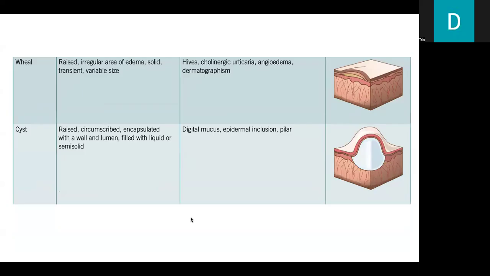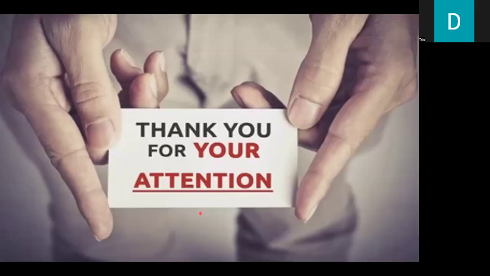Next is wheal. Raised, irregular area of edema, solid, transient, and variable size. The examples will be hives, cholinergic urticaria, angioedema, and dermatographism. Cyst, raised, circumscribed, encapsulated with a wall and lumen, filled with liquid or semi-solid. Digital mucous, epidermal inclusion, and pilar. Thank you for your attention.